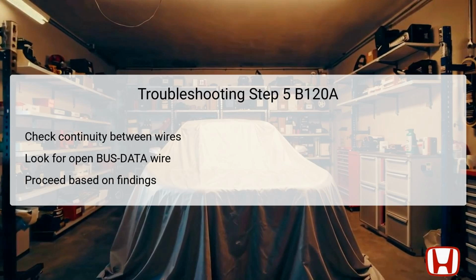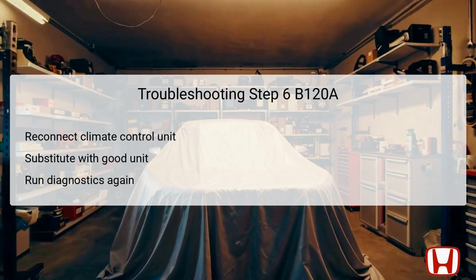If there is no continuity, then there is an open in the bus data wire, requiring repairs to ensure proper communication and operation of the climate control system to prevent further complication of the DTC B120A error.